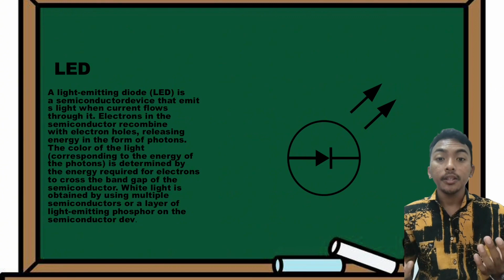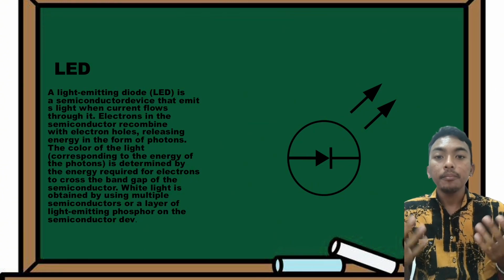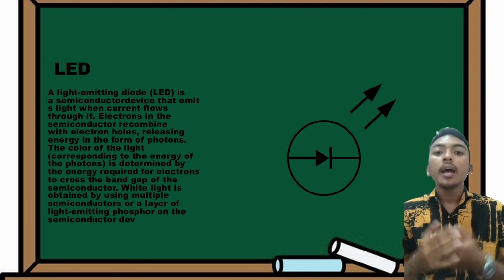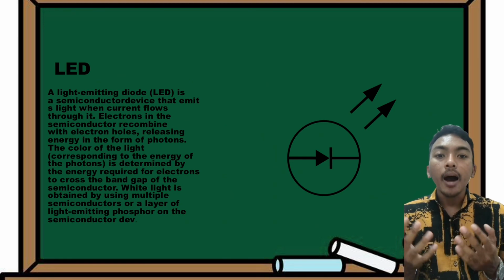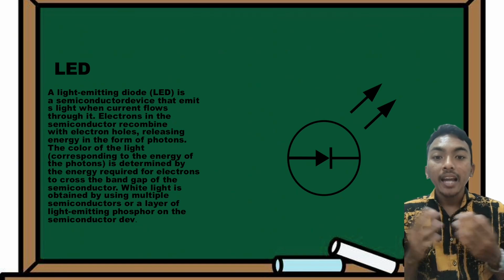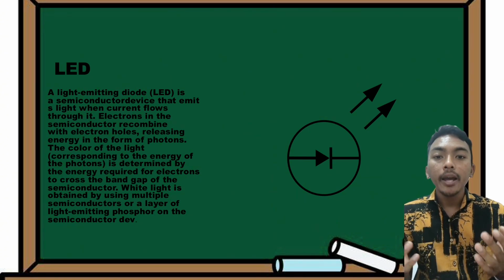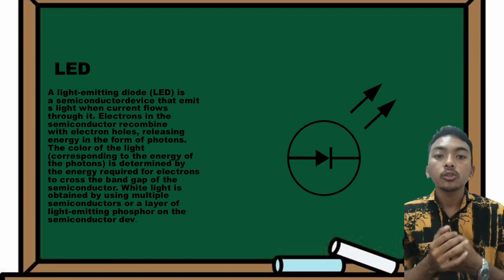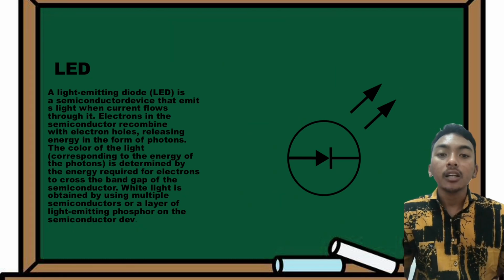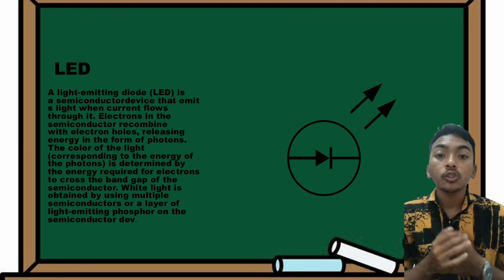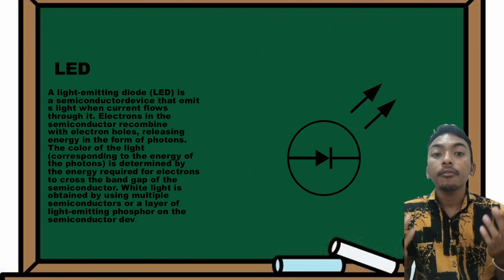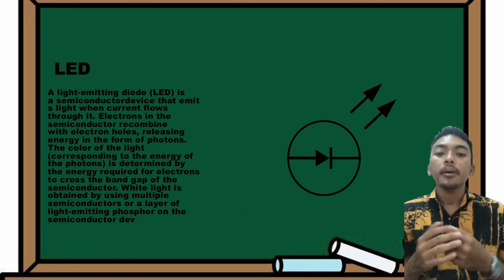Now we're going to go to the LED. A light emitting diode, or LED, is a semiconductor device that emits light when current flows through it. Electrons in the semiconductor recombine with electron holes, releasing energy in the form of photons. The color of the light, corresponding to the energy of the photons, is determined by the energy required for electrons to cross the band gap of the semiconductor. White light is obtained by using multiple semiconductors or a layer of light emitting phosphor on the semiconductor device.